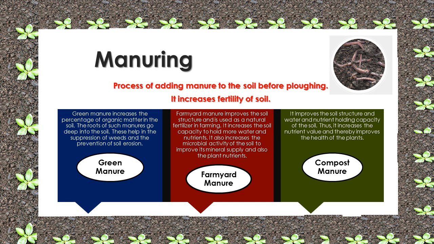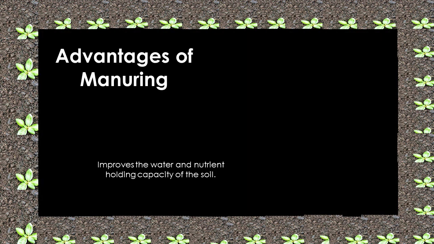Green manure actually increases the percentage of organic matter in the soil, and farmyard manure improves the soil structure and is used as a natural fertilizer in farming, while compost manure improves the soil structure and the water and nutrient holding capacity of the soil. Thus, they increase the nutrient value and thereby improve the health of the plant.